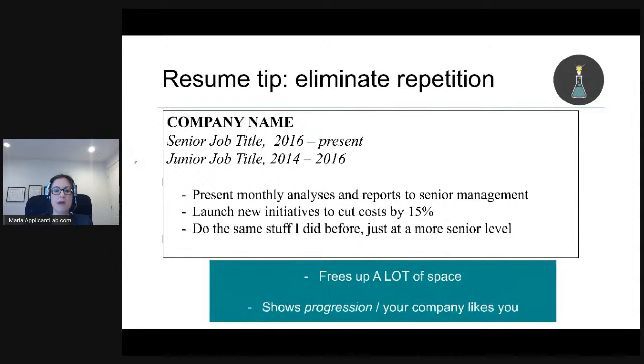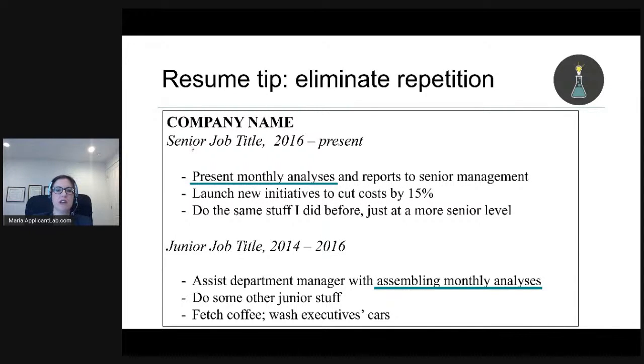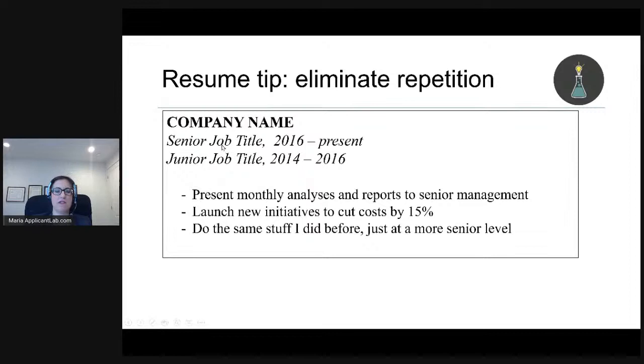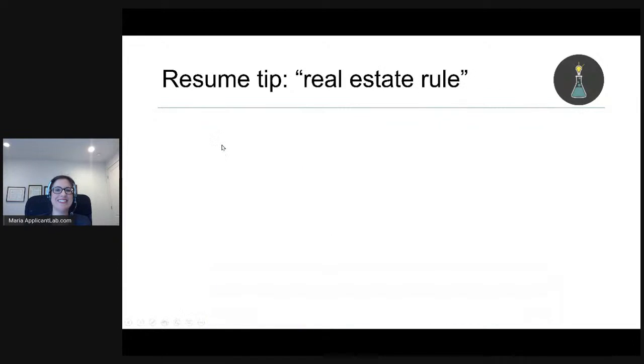So by doing this, you free up a lot of space. And also very quickly, it shows right off the bat that your company likes you, that they have given you increasing levels of responsibility through increasing titles. So it creates this visual impact right away. Boom, it's obvious I've been promoted, as opposed to up here where it's more spread out. So then I get here, I move down, and then I'm like, oh, so they started as, I get it. No, let's hit them in the face with it right up front.